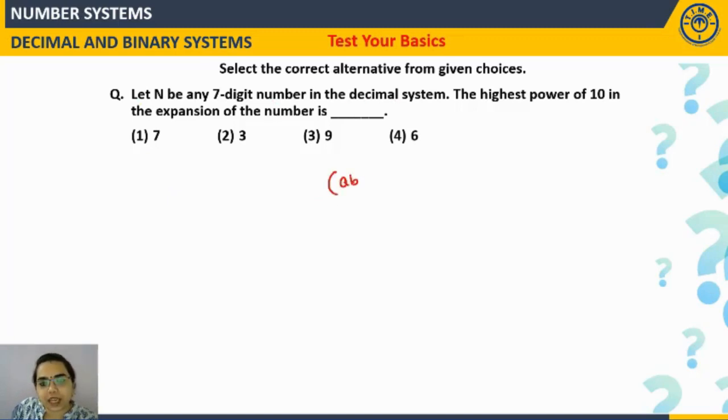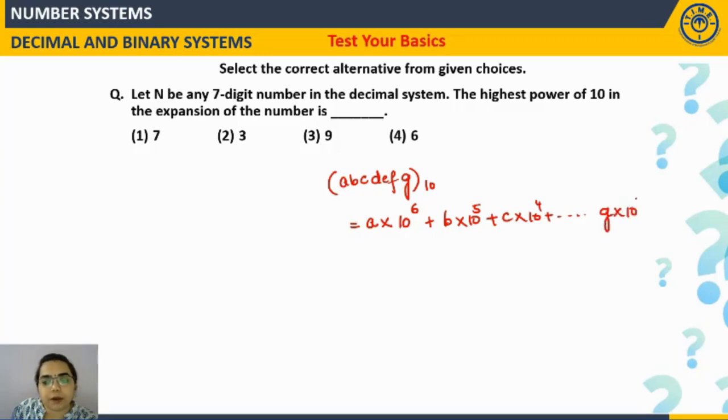So let us consider the number A, B, C, D, E, F, G. This is a 7-digit number in the decimal system. The highest power of 10 in the expansion of the number is dash. Okay, so let's start expanding this number. First, we'll write down A, multiply it by 10 because it is in the decimal system. Multiply it by 10 to the power of number of digits minus 1. Yes, 10 to the power 6 plus B into 10 to the power 5 plus C into 10 to the power 4 plus and so on, G into 10 to the power 0.